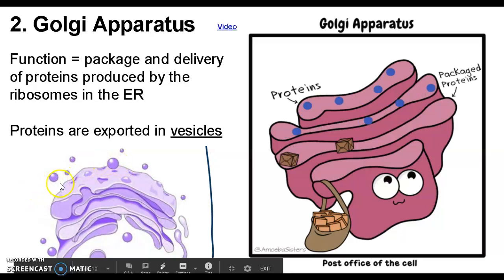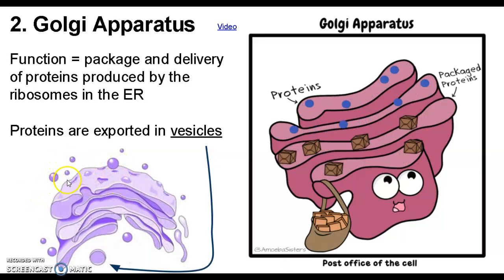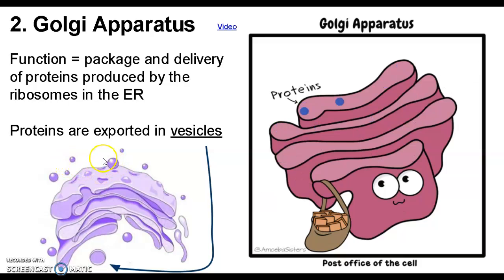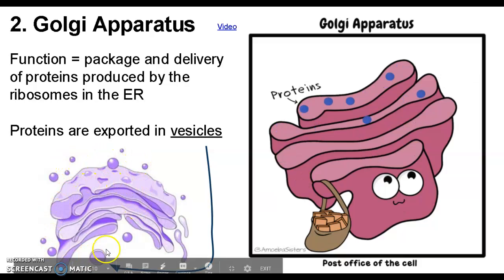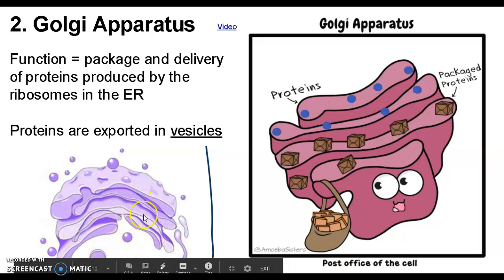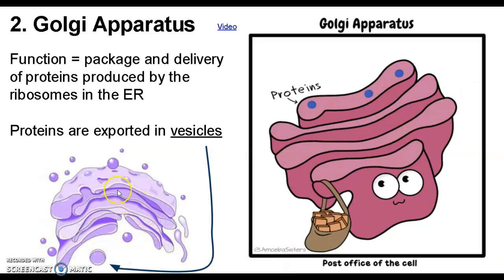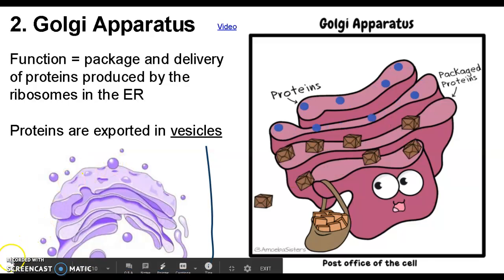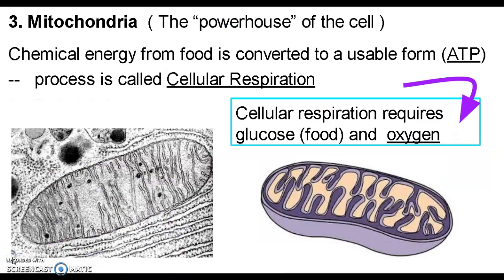So the vesicles are like the postal trucks or the big Amazon trucks, and the Golgi is like the post office of the cell. So proteins get sent here, they get packaged up, and they get shipped off into these vesicles to their final destination within the cell. Next, we have the mitochondria, the powerhouse of the cell.